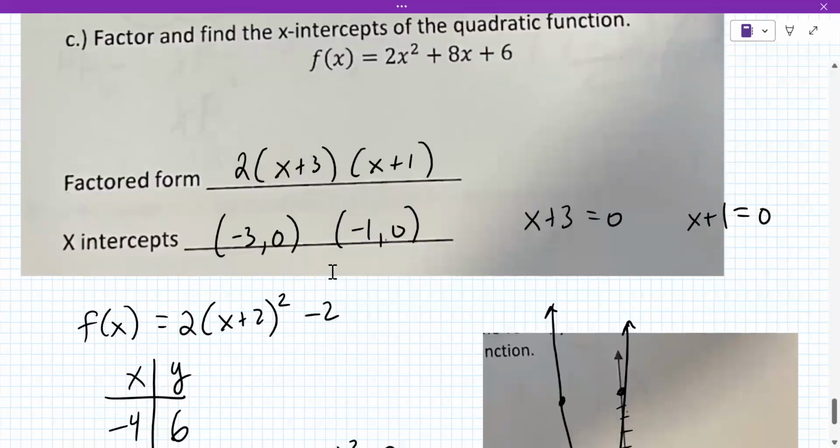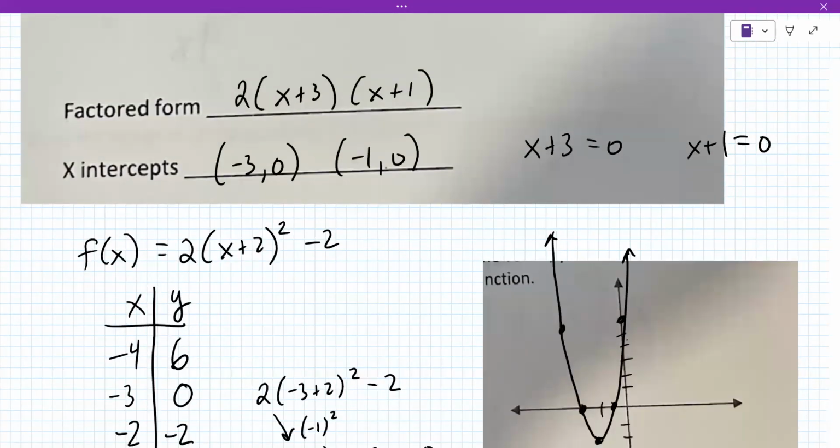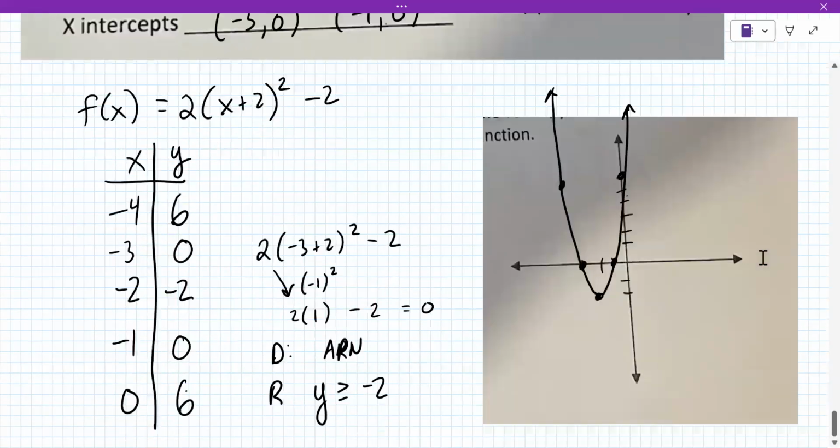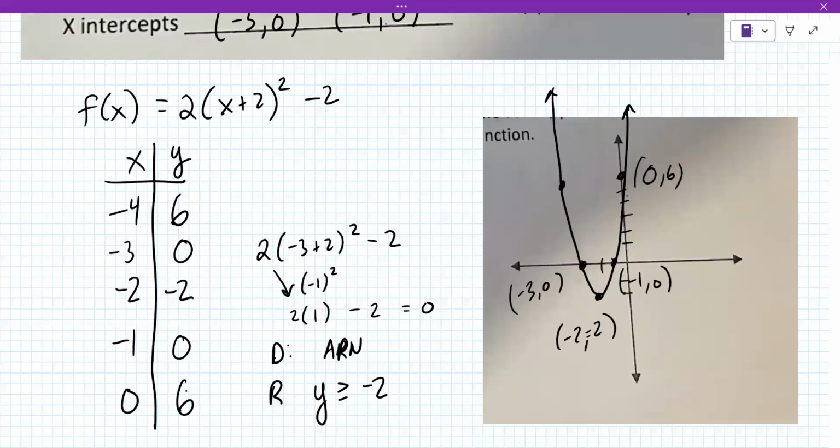All right. Now, I think the question asked, I didn't snip that in. I believe it asks you to determine the vertex, which we have. It's (-2, -2). The y-intercept, which you have as (0, 6). The x-intercepts, you have to label them on the graph: (-3, 0) and (-1, 0). And then you've done the domain and range. Got it.